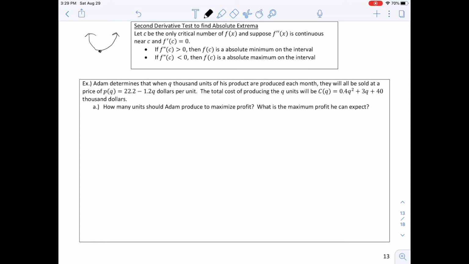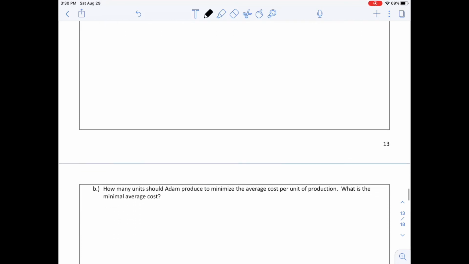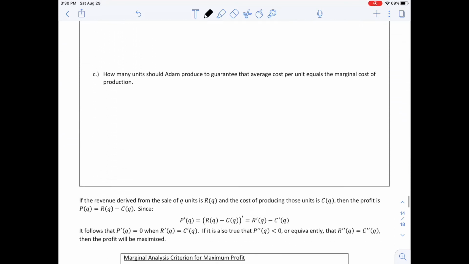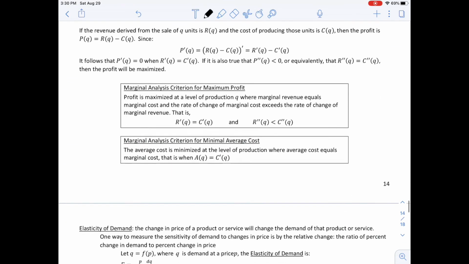And you can see this down here, that we would have an absolute min. Likewise, the second bullet point says if the second derivative at c is less than 0, then f of c is an absolute maximum on the interval. So if you think about our second derivative being negative, it means that this is concave down, and there's going to be an absolute maximum on that interval. The next example, we're going to go ahead and circle, and we'll look at that one together. It continues on to the next page. So all of that we will look at together.